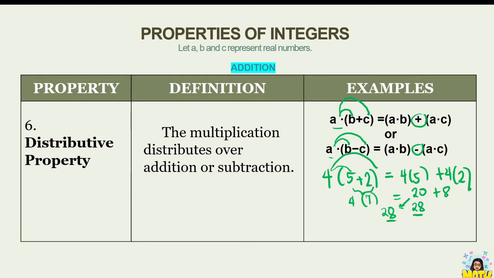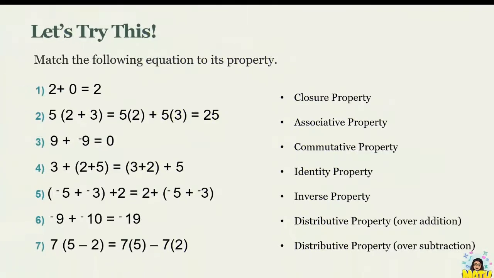We also have distributive property over subtraction. Suppose we have 5 times the quantity 3 minus 2. So, i-distribute natin 5 times 3 minus 5 times 2. 5 times 3 is 15 minus 5 times 2, that's 10. 15 minus 10 is 5. That is also equal sa 3 minus 2, which is 1, times 5, that is 5. So, that's distributive property. So, let's have more examples by matching the following equation to its property.